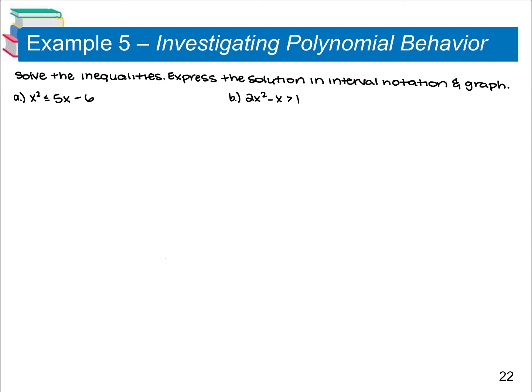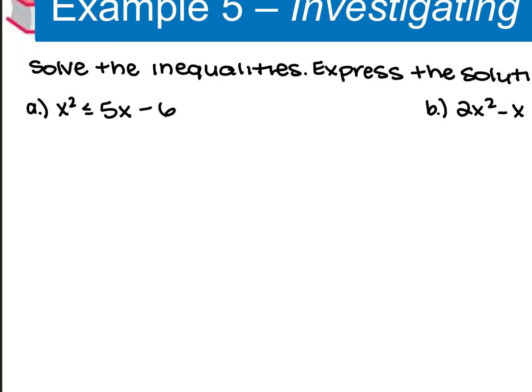For the first example that we have, x squared is less than or equal to 5x minus 6. For this one, we're going to move the 5x over, we're going to move the 6 over. So we're going to subtract the 5x from both sides. We're also going to add the 6 to both sides. So this is going to give us x squared minus 5x plus 6 is less than or equal to 0. For this one, I'm not going to use what we just said. I'm going to actually test values.